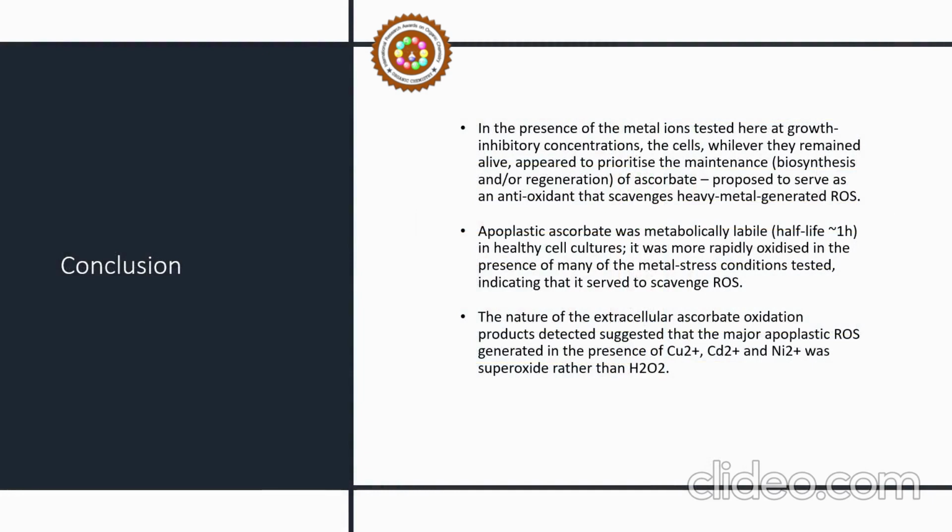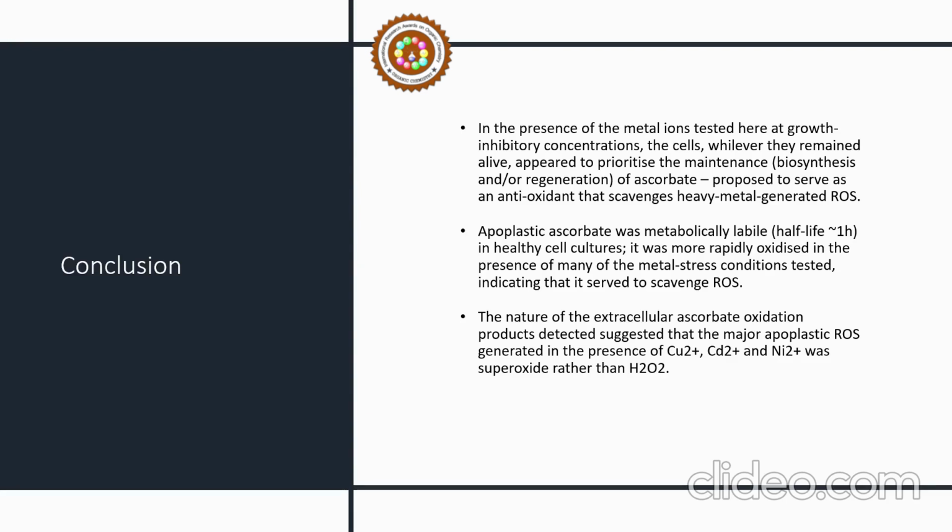In conclusion, we have determined the presence of the metals tested here at growth inhibitory concentrations. The cells, whenever they remained alive, appear to prioritize the maintenance, that is biosynthesis and/or regeneration, of their ascorbate, purposed to serve as an antioxidant that scavenges heavy metal generated reactive oxygen species. Apoplastic ascorbate was metabolically labile, that is, with a half-life of approximately 1 hour. In healthy cell cultures, it was more rapidly oxidized in the presence of many of the metal stress conditions tested, indicating that it served to scavenge reactive oxygen species.